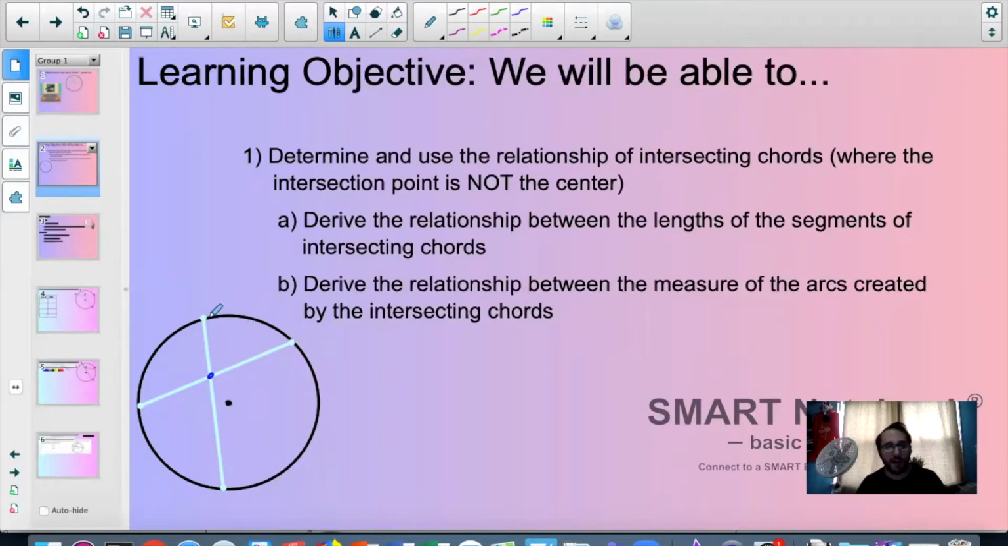So for example, we have this arc over here and this arc over here, or we can talk about the relationship between this arc and this arc. There's going to be a lot of writing, so make sure you're copying down your notes.